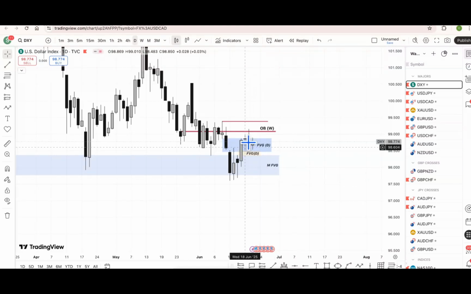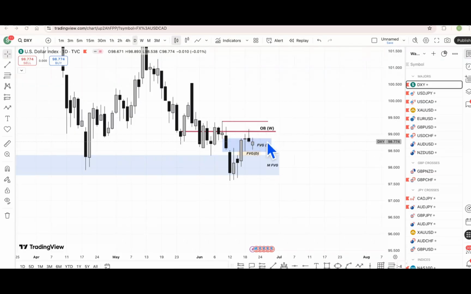But as you can see, we are still inside this fair value gap. We have not yet inverted this fair value gap. You can see we just wicked, and here we are. So two things are likely to happen. If we invert this fair value gap, if we violate it by having our candle close above it, that might just be the start of our bullish price action for the DXY.